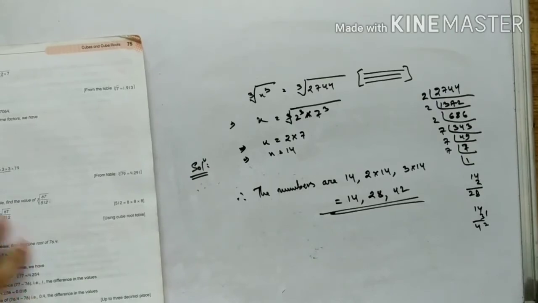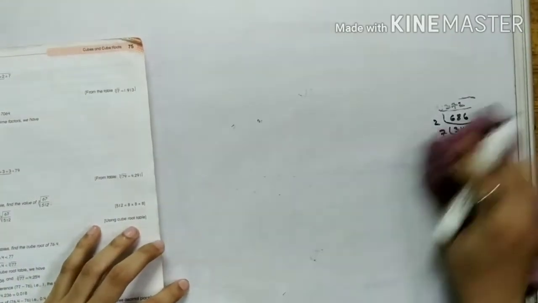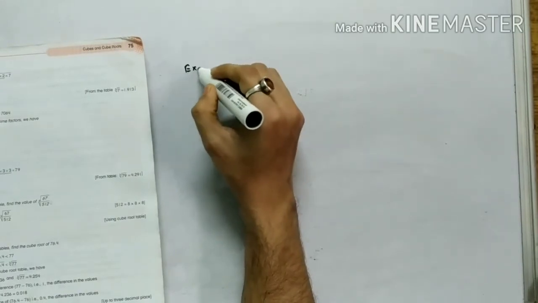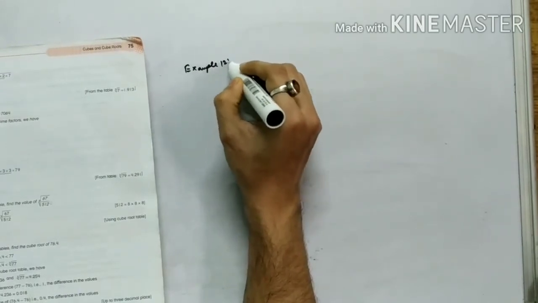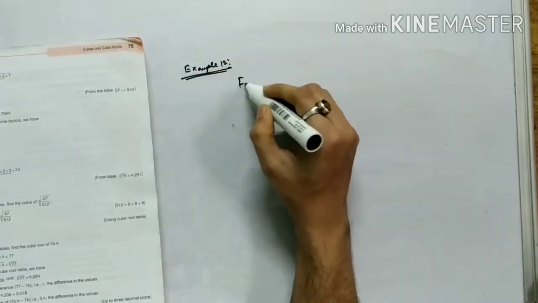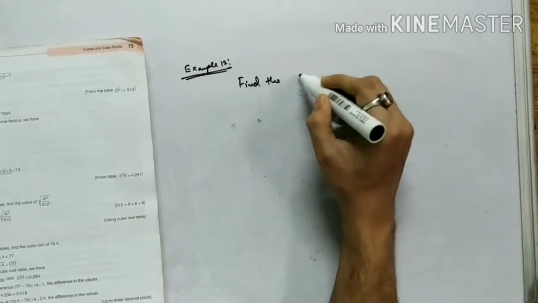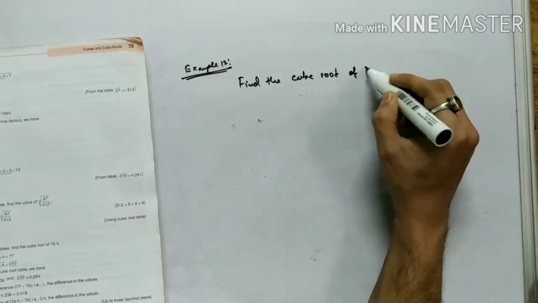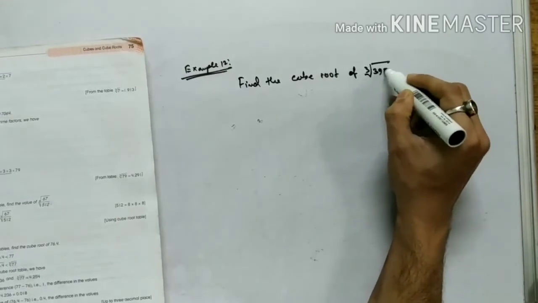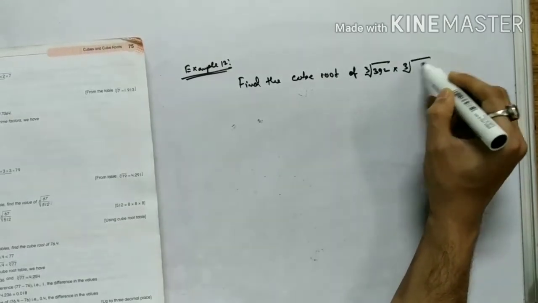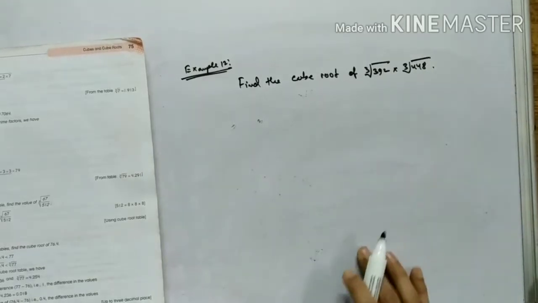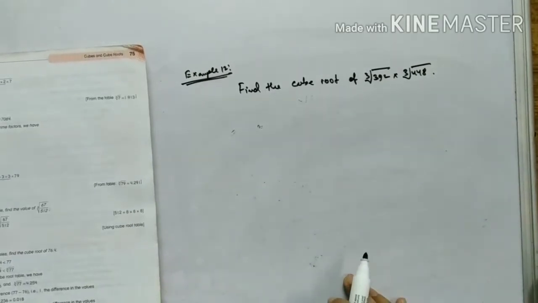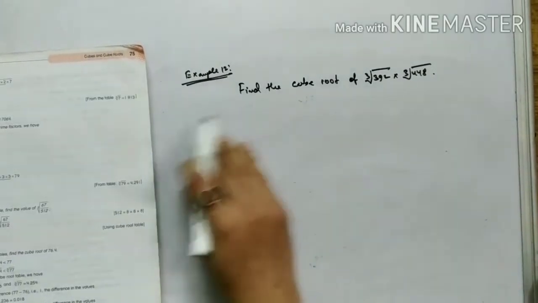Next I will go to example 12. Page number 70, example 12. It says, find the cube root of this one, 392 into 448. Find the cube root of this number.